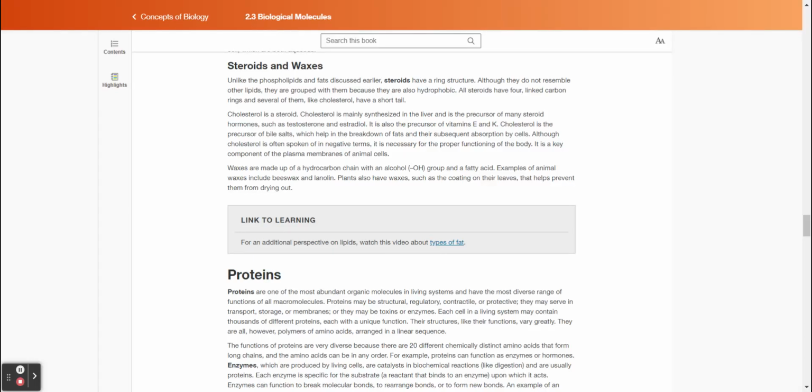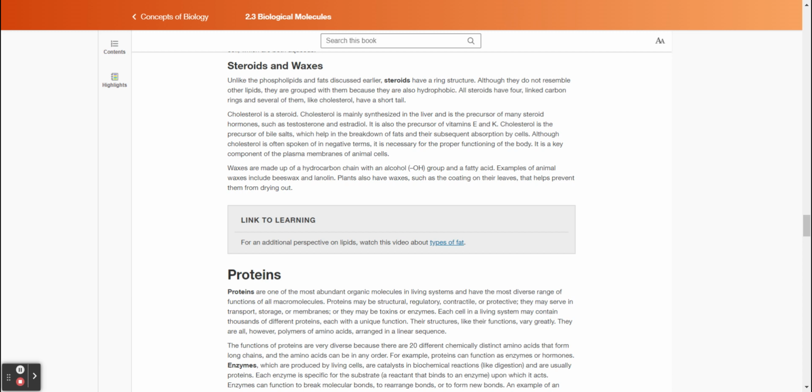Steroids and waxes. Unlike the phospholipids and fats discussed earlier, steroids have a ring structure. Although they do not resemble other lipids, they are grouped with them because they are also hydrophobic. All steroids have four linked carbon rings, and several of them, like cholesterol, have a short tail.